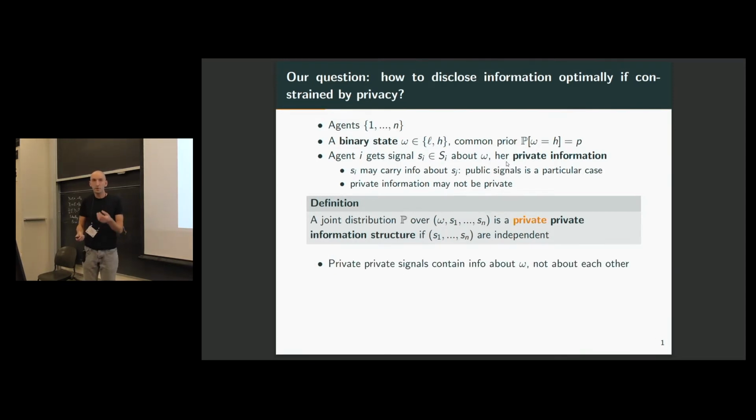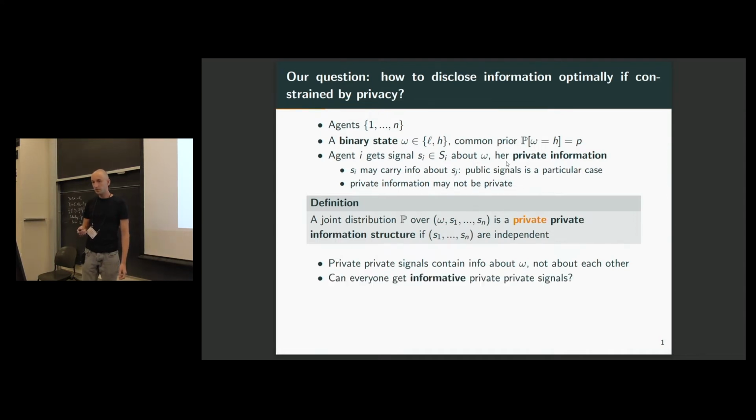So if I observe my signal, I can say nothing about the realization of signals of other agents. These signals may carry some information about the state, but they do not carry any information about each other. So they keep higher order beliefs trivial.